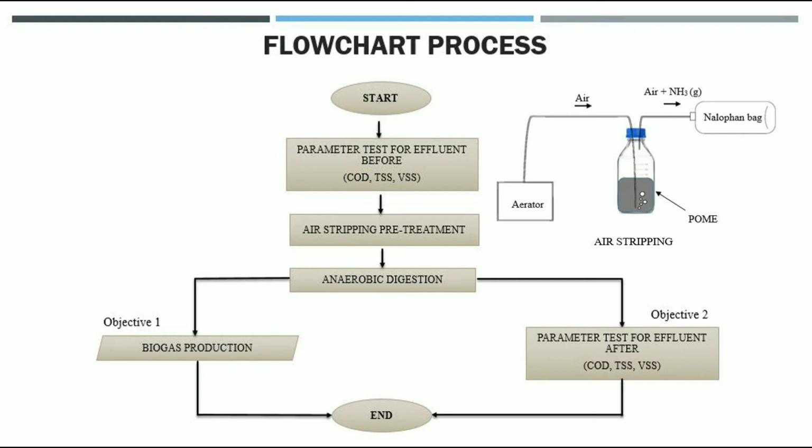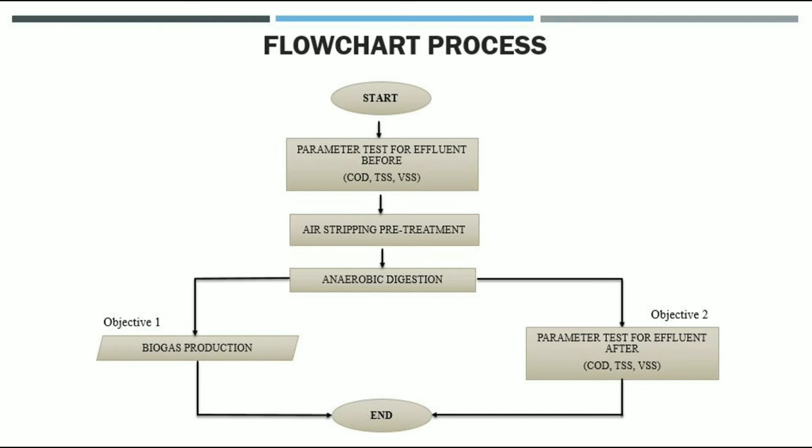The elephant bag is used to trap ammonia gas released from the pretreatment process from escaping to the environment. The air stripping pretreatment process will be conducted with 1 to 4 days of hydraulic retention time. After that, the treated POME will be tested for its COD, TSS, and VSS. Then the results of parameter tests before and after the air stripping pretreatment process will be compared. The experiment will also be conducted with a different airflow rate, which is 4 liter per minute.